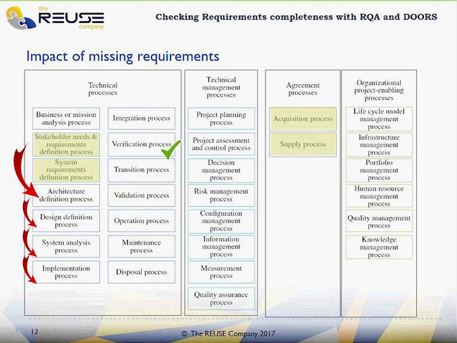Of course, verification and validation: the completeness of our requirement set is key for these two processes. And many other processes, such as the impact of requirements in terms of the risks that we are following by addressing this or that requirement, or of course you cannot properly plan your project and you cannot assess and control your project if you don't start with a complete set of requirements.